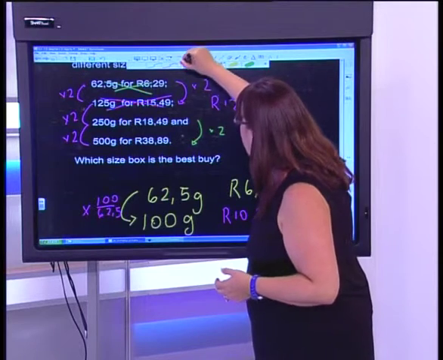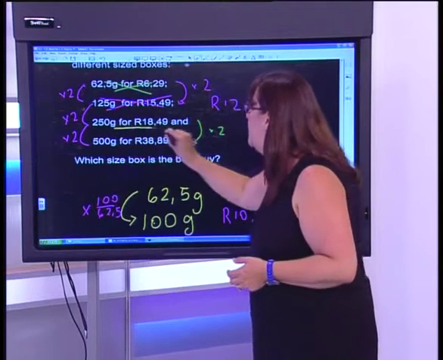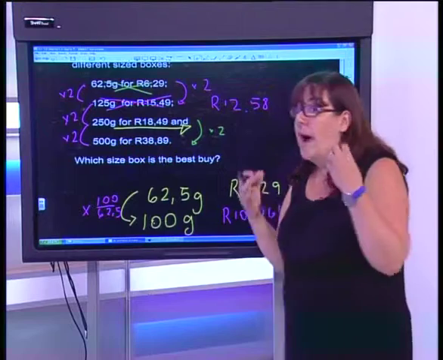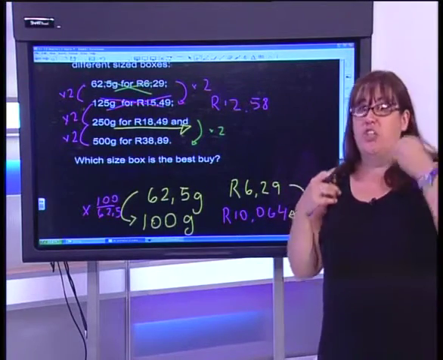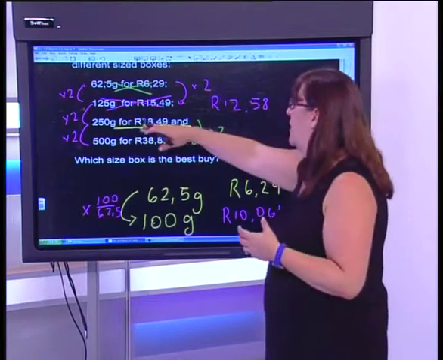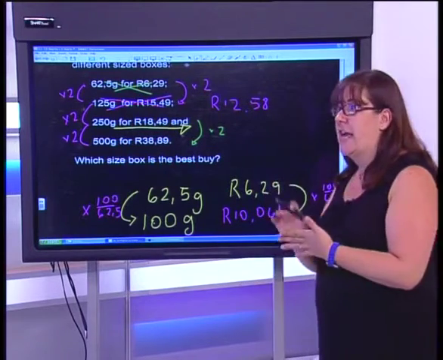So which is our best bar? Let's find another color. This seems to be our best bar. Why is it our best bar? It's our cheapest bar. So 250 gram is our cheapest.